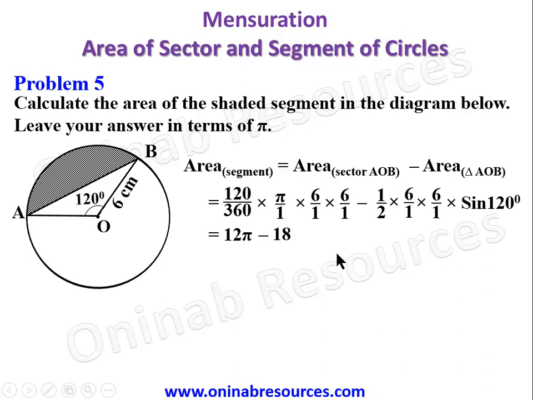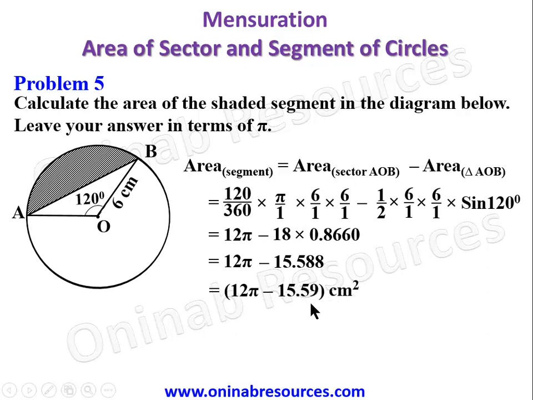0.8660. That is 36 divided by 2 gives 18, sine 120 gives 0.8660. So this is 12 pi minus 15.588, if you multiply out this. Since we cannot simplify further, we just put them in brackets, square centimeters in terms of pi. We just make it 4 significant figures. And this is the end of solution to problem 5.